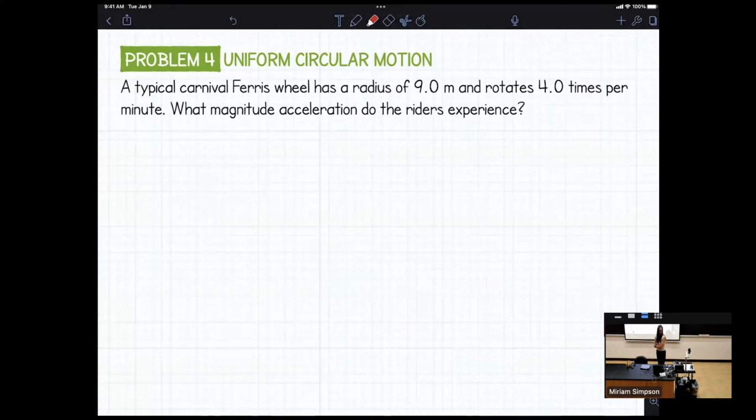Is the period always in seconds? Sometimes it'll be given to you in other units, and you don't have to convert it unless you need to plug it into something else. Okay.